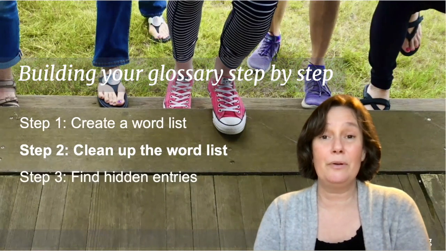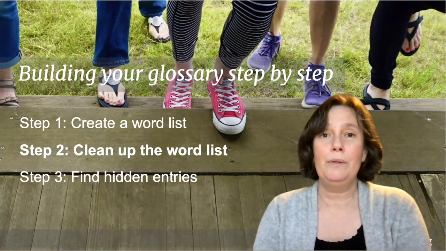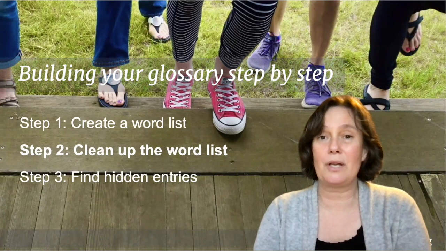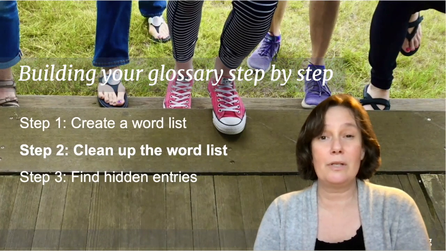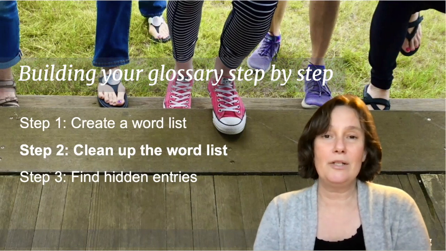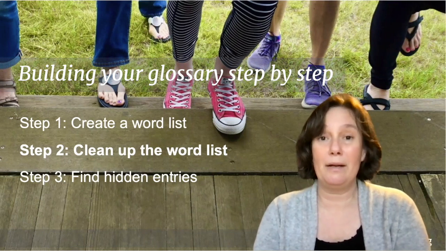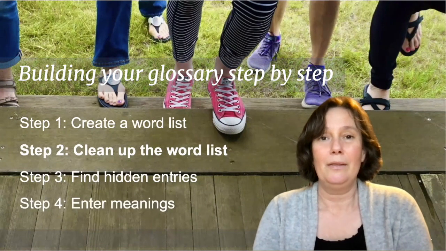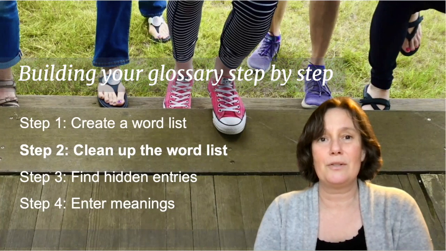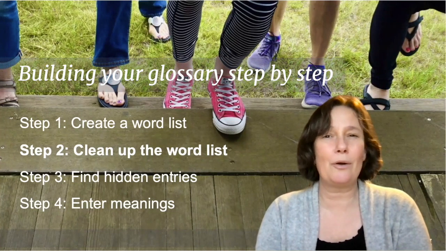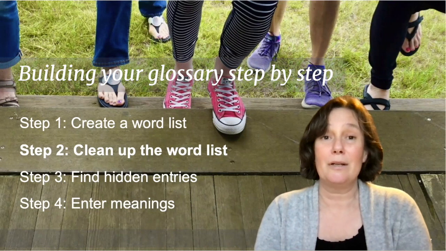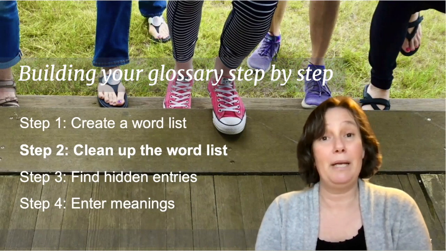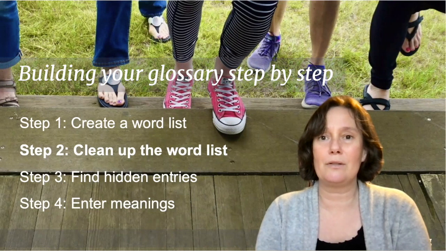Step 3 is find hidden entries. We will help you look for expressions and words that may have gotten lost in your word list, but that are essential in your text, so you may want to have them in your glossary. Step 4 is all about entering meanings. The video will guide you through decisions that help your glossary provide just the right support for your readers. In assigning meaning to each entry, we may also find other hidden entries or notice things that we missed or that were obscured in the sorting and cleanup phase.